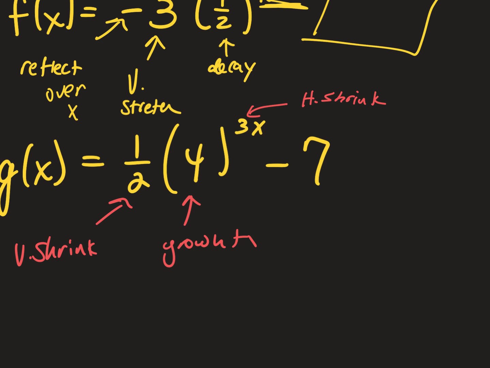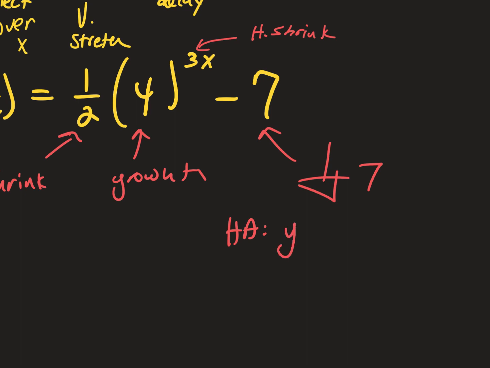What does this minus 7 tell me? It moves down 7. So what's my horizontal asymptote for this problem? You guys can tell the asymptotes just by looking at the function. What is being added or subtracted? -7. So your horizontal asymptote is at y equals -7.